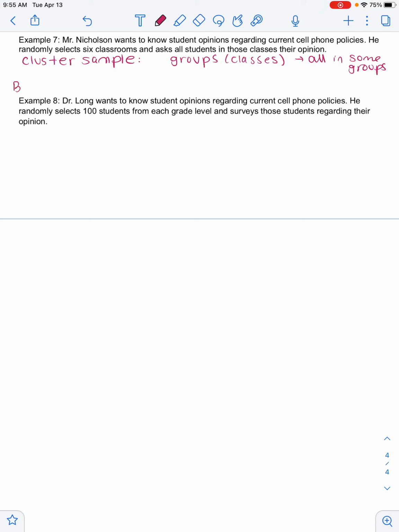In this example, there could potentially be bias. Maybe there's some bias based on which classes are picked. If I sample all of the students that are in the same class, it's possible their teacher doesn't really enforce the cell phone policy. So all of their opinions might be the same because the policy doesn't seem to affect them. Whereas in other classes, some teachers might be a little bit stricter and the cell phone policy has more of an impact on those students. So maybe bias based on class.